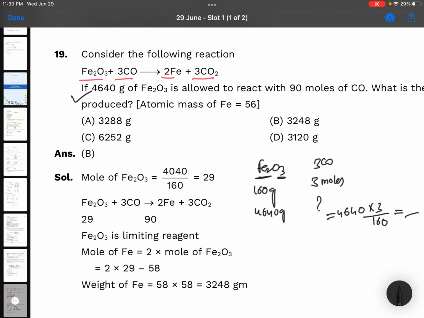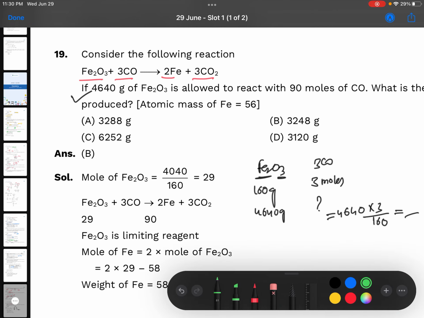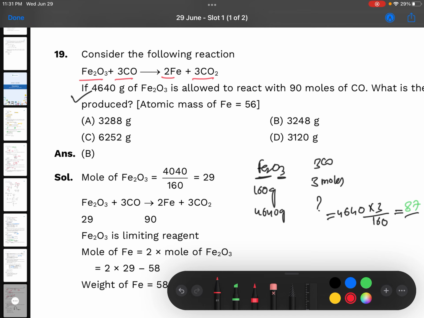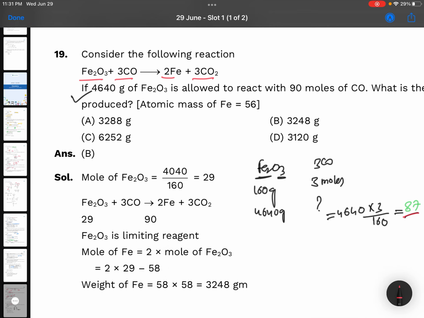Now, when less than 90 moles are required, give me 1 second, I will calculate and tell you how much it is. 4640 into 3 divided by 160. It's 87. So 87 is required, and how much are you given? 90 moles are supplied here.